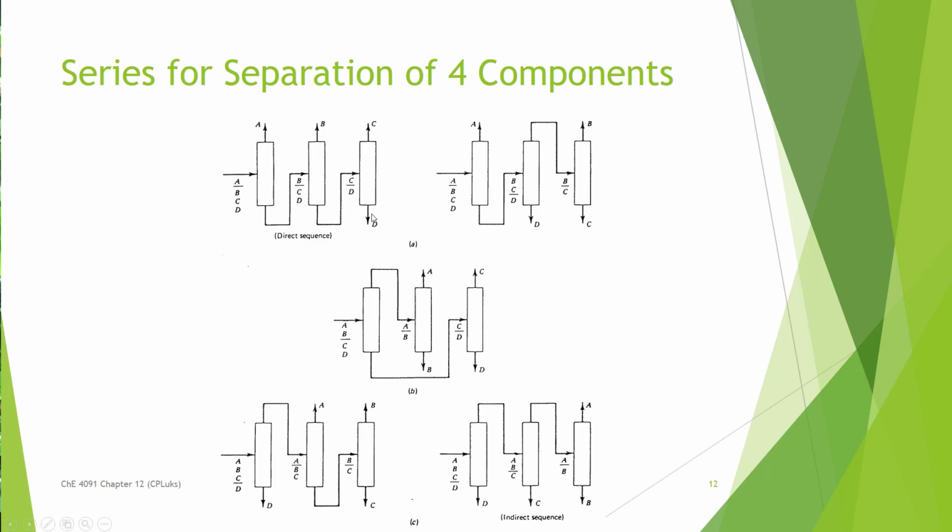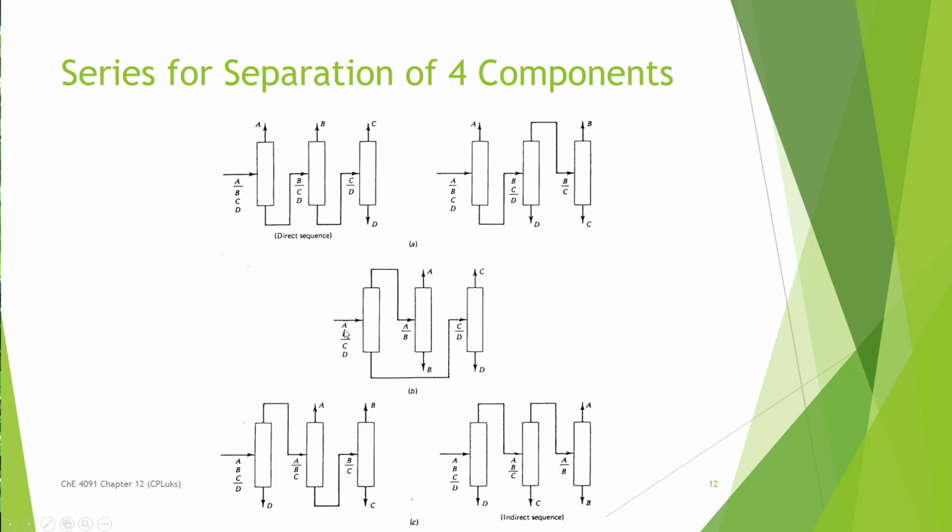Now they call it the direct sequence if they're each time taking out the most volatile, and they call it the indirect sequence if each time they're taking out the bottom's product as they're sequencing. These others are all various combinations. So let's look at this one in the middle here with detail.